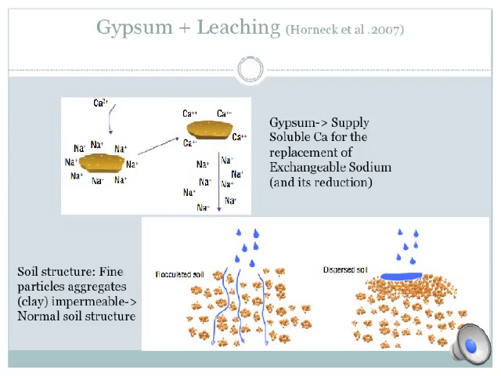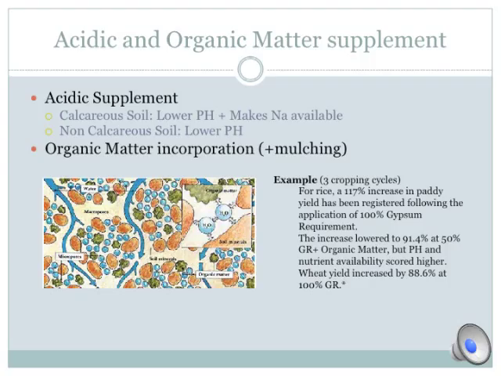Gypsum pretty much replaces the exchangeable sodium, which makes it easier to leach it, and it also affects the soil structure. It allows fine particles not to aggregate with clay and make the soil impermeable, and it restores a normal soil structure. One of the issues in salinity is that water is not permeable anymore because the soil structure has been destroyed, leaving a dispersed soil at the top layer.